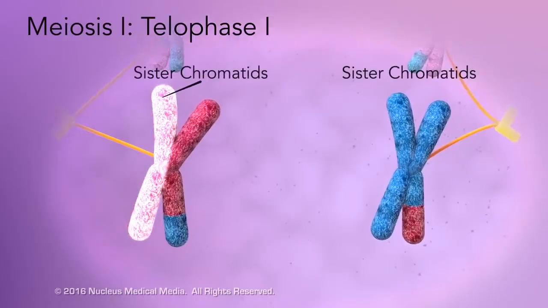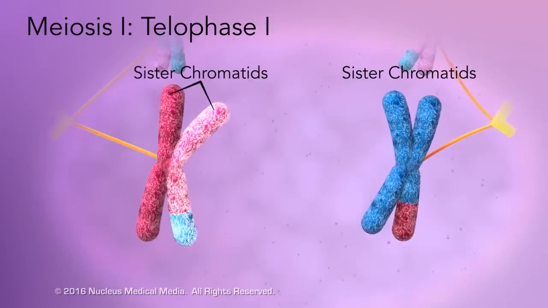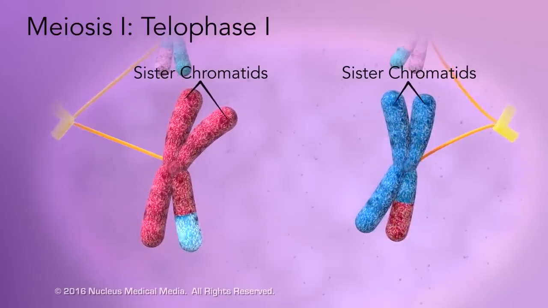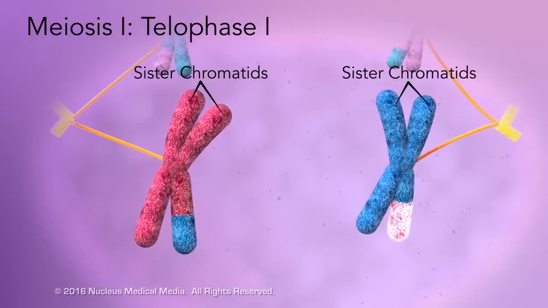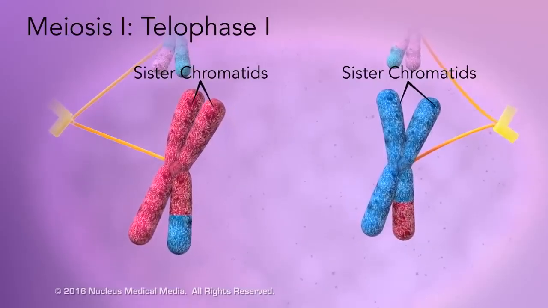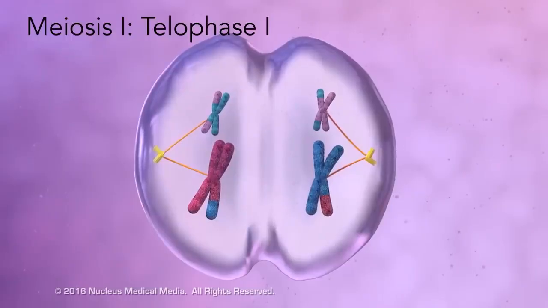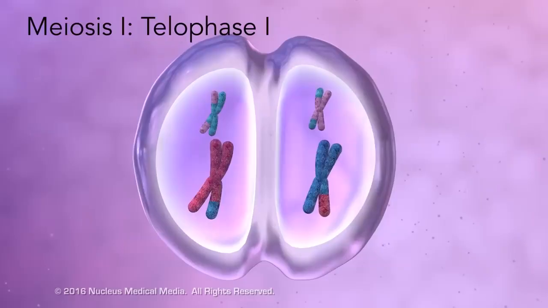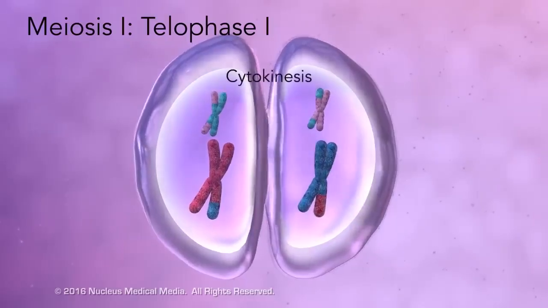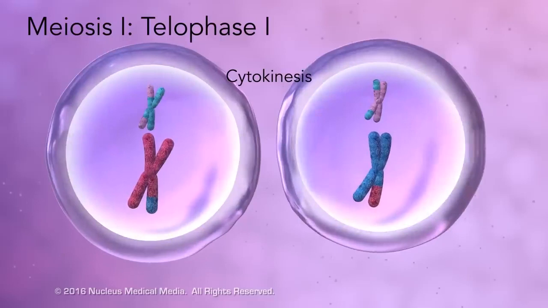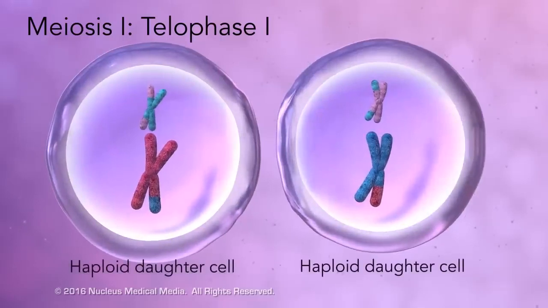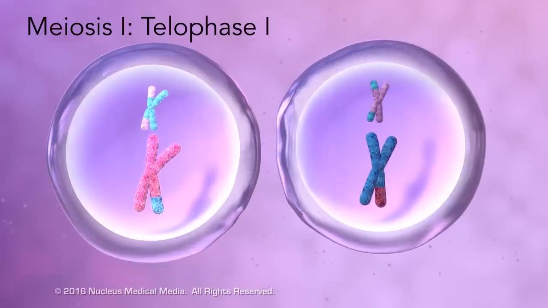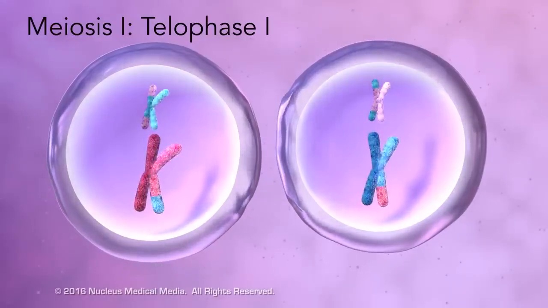However, each chromosome still consists of sister chromatids. Keep in mind that each chromosome's sister chromatids are no longer identical because of the allele exchange that happened during crossing over. Then, spindle fibers disappear, and the nuclear membrane reforms around the chromosomes. Finally, cytokinesis occurs. Meiosis I ends with 2 genetically different haploid daughter cells. Each haploid cell contains only 1 set of chromosomes consisting of paired sister chromatids.